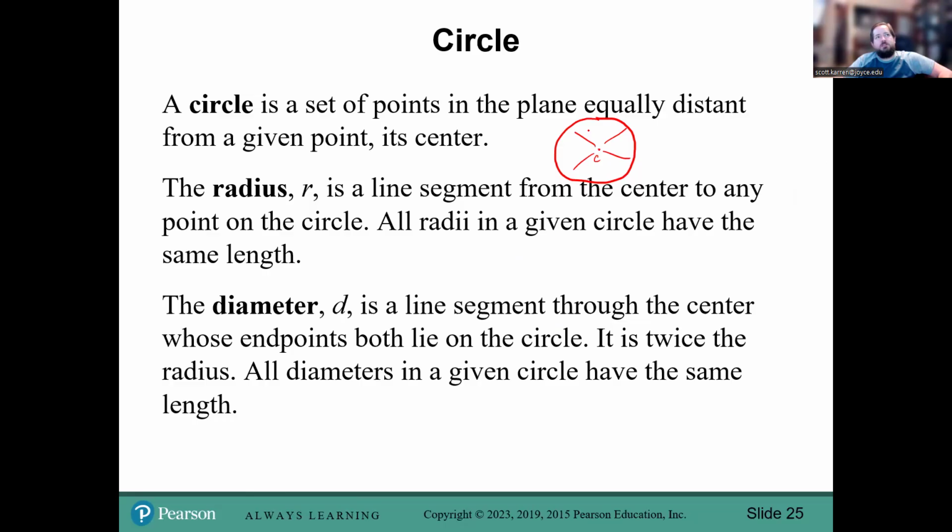The radius is each one of these lines. It's a line segment from the center to any point on the circle. And all radii have to have the same length. Otherwise, it's not a circle. And then a diameter is a line segment through the center, so just right through the center that ends on both sides of the circle. And it should be twice the radius. If it's not, once again, you don't have a circle.